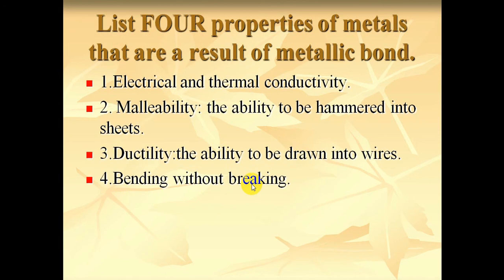Okay, so this was everything for the metallic bond. So for now, we have finished chapter 22 about chemical bonds: ionic, covalent, and today we took the metallic bond.